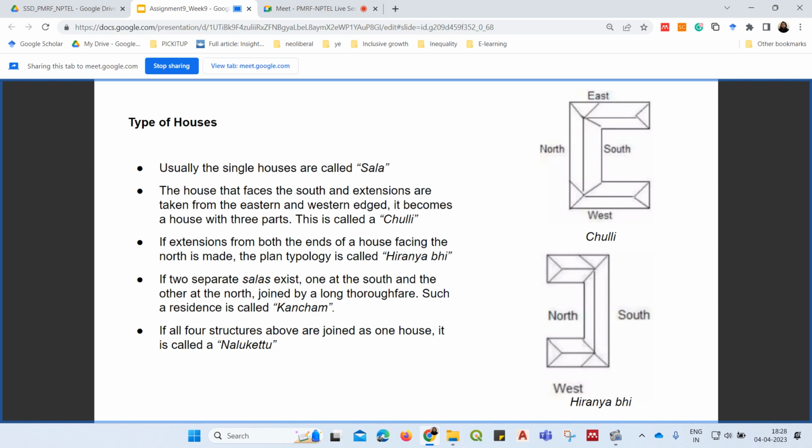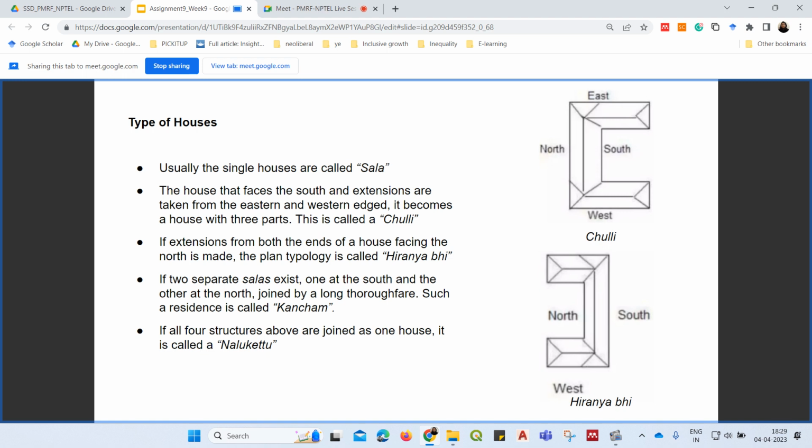So there are several types of houses which fall under this vernacular architecture. There are single houses which are called sala, and then there are extensions of single houses. Then there are multiple single houses connected with thoroughfares, and based on their shape or orientation, they are given different names. So this is an example of a house that faces south, and it has extensions from the eastern and western edges. So it becomes a house with three parts, and it's called chuli.